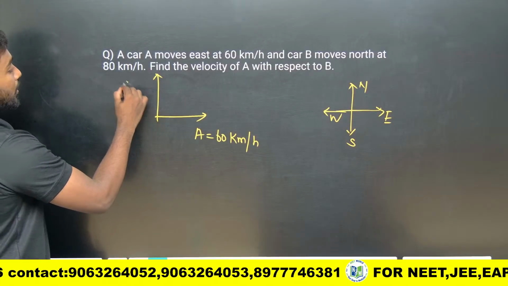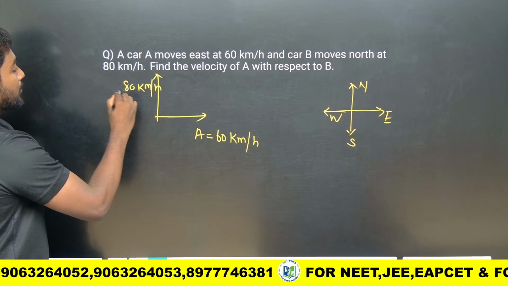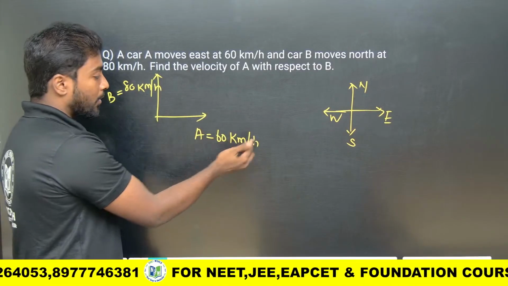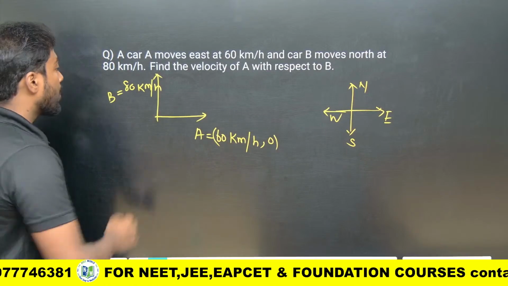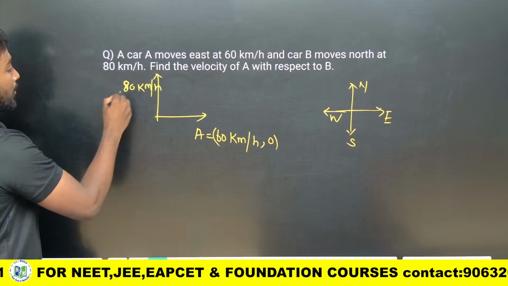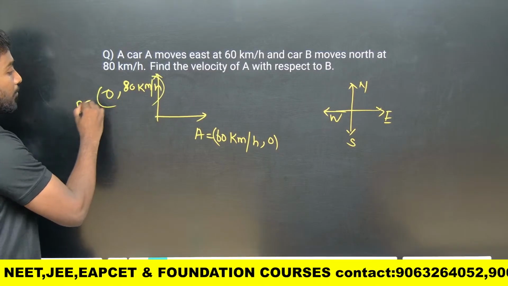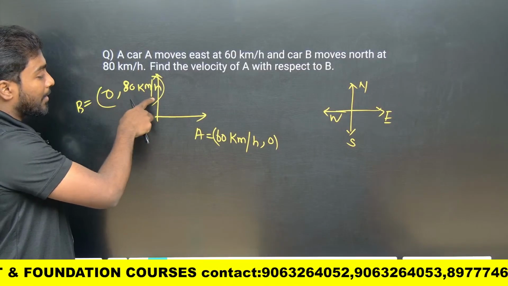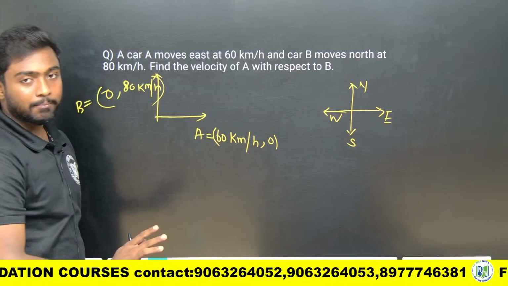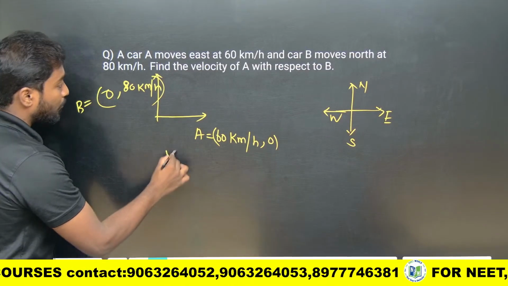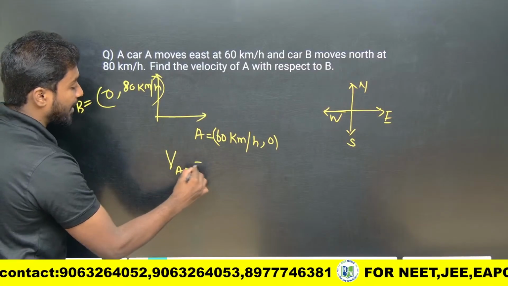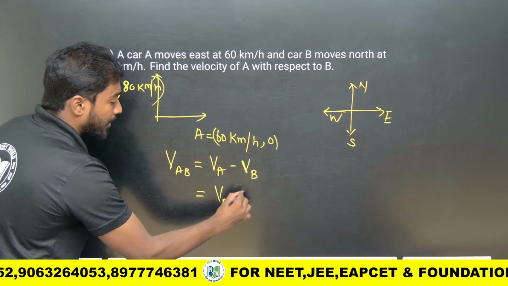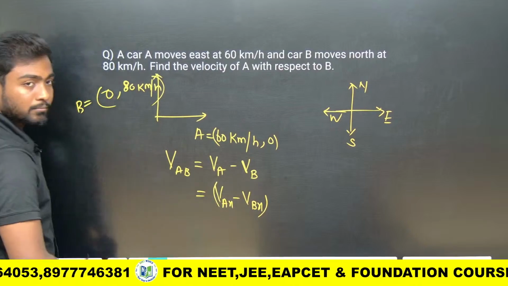This is 80 km per hour, that is B. If I see in the x axis, 60 is there, what about y? 0. Here if I want to write, it is 0, comma 80 for B. Now you have both the x axis and y axis components. Now what is the formula? A with respect to B, they asked VA minus VB.